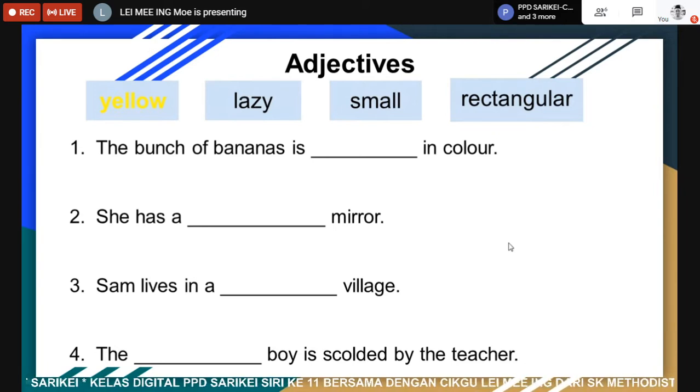All right, pupils, my dear pupils, you can type your answer here at the comment here so that I can see your answer. I give you a few seconds. Please type your answer. Or if you want to write down your answer, you can also use a piece of paper.